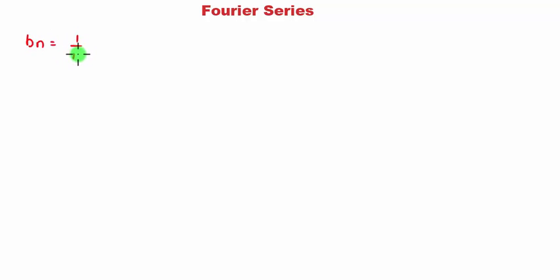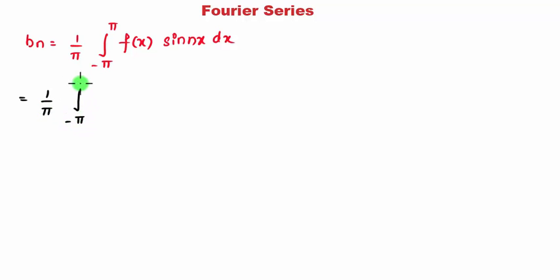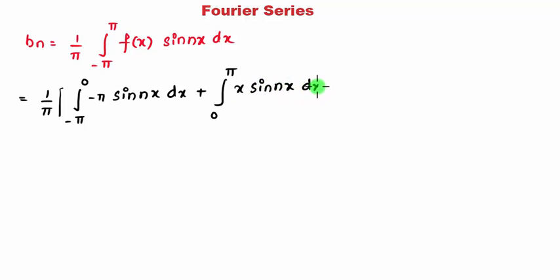Bn is 1 upon pi, integral from minus pi to pi of f of x into sin nx dx. So let's substitute. That comes to be 1 upon pi, integral from minus pi to pi. My f of x changes according to the range, so first I'll say from minus pi to 0, my f of x is minus pi, sin nx dx, plus from 0 to pi my f of x is nothing but x, sin nx dx.